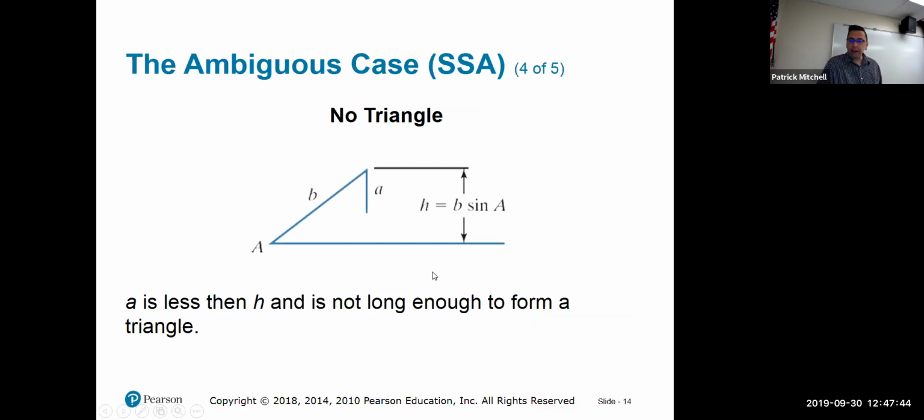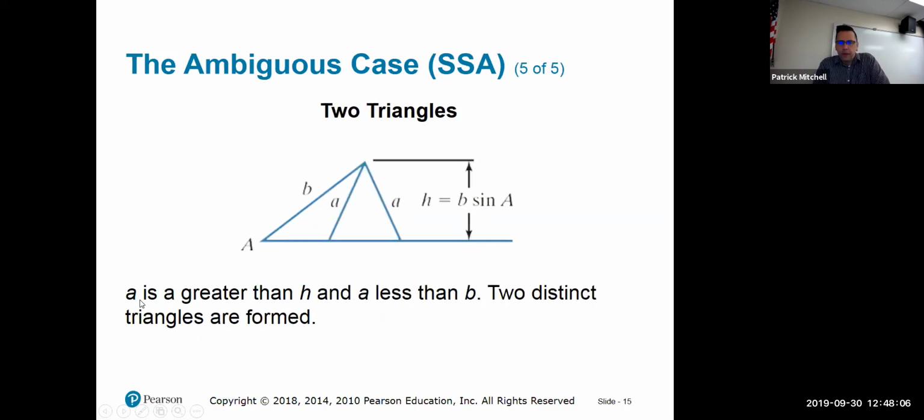Here is the no triangle situation: if side A is less than the height of the triangle, then it's not long enough to complete the triangle. And you will see here in just about a minute what that looks like when you try to use the law of sines. And then my favorite situation is this one. A is greater than H, but less than B. In that case, you get two different triangles. You can see them right here.